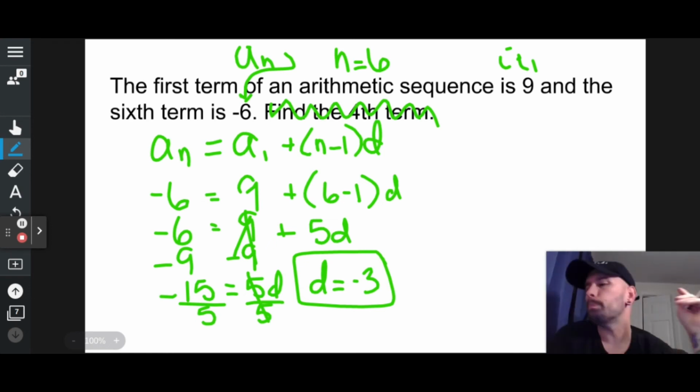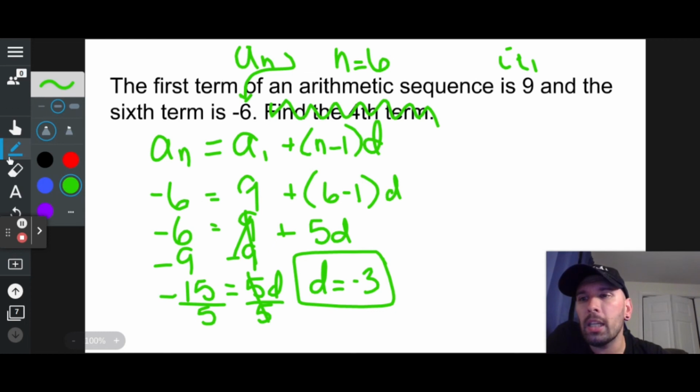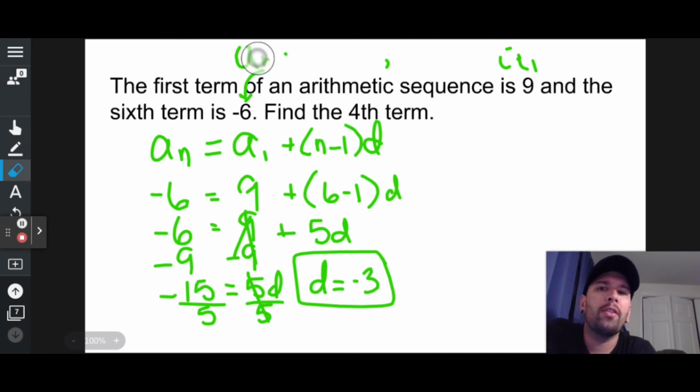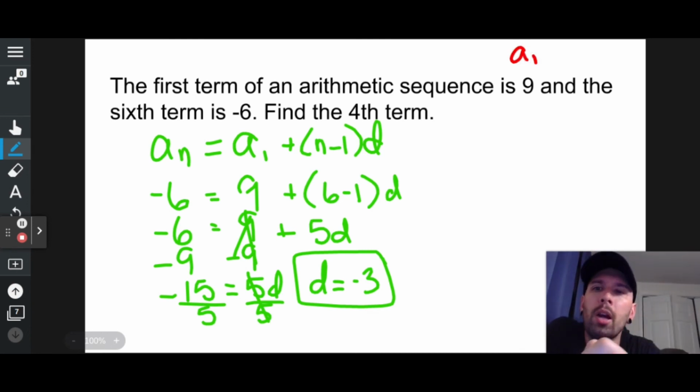Done? Nope. See, I have to use this information to do this exact same thing again and now find the fourth term. So let me erase this. Now I need to find the fourth term. So all this information I'm just going to erase for a moment. Let's get a different color. The first term of an arithmetic sequence is 9. I still care about the first term. The sixth term is negative 6. Probably don't need that because now I need the fourth term. So n is now 4 and d is negative 3.